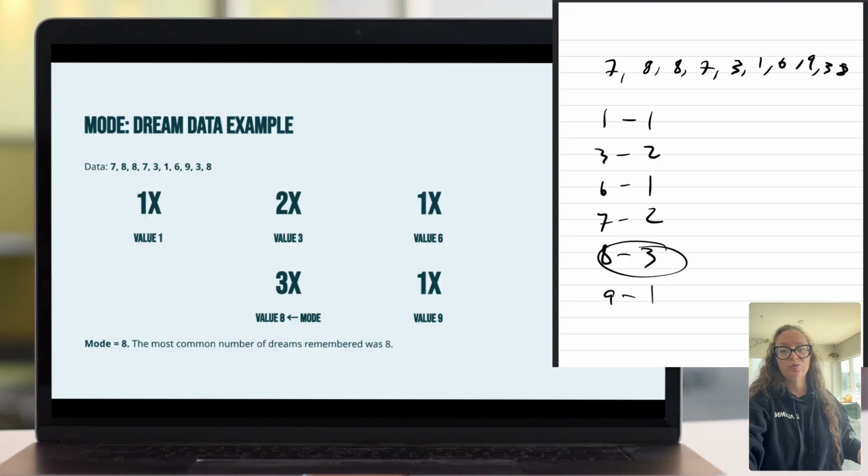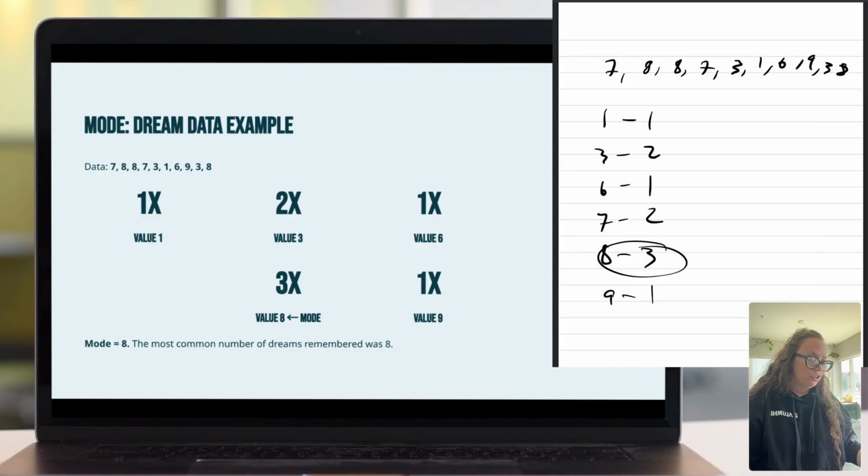It's really simple. It's not difficult to do. The mode is the simplest thing you're going to do in statistics. So the mode is 8. It appears 3 times. That's more than any other value. So the interpretation for this is the most common number of dreams remembered was 8.